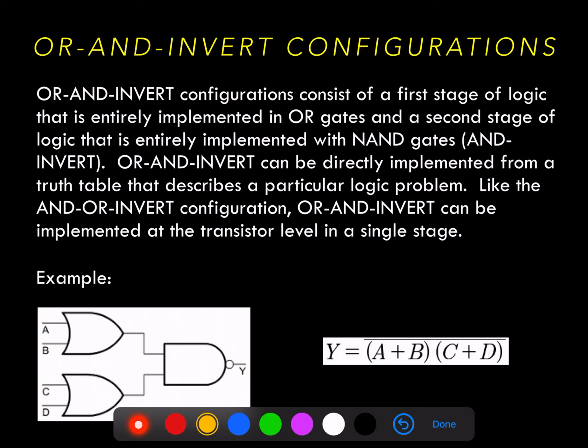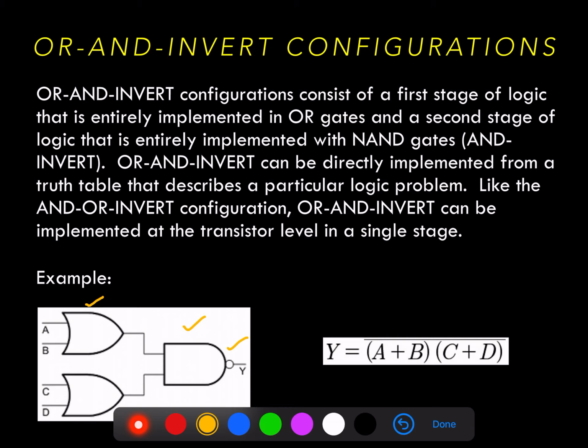OR-AND-INVERT is very similar to AND-OR-INVERT, with the exception that in OR-AND-INVERT, OR is the first stage, then AND, then inversion. These functions are also readily implemented from a truth table, and they can also be implemented at the transistor level in a single clock cycle or a single stage.